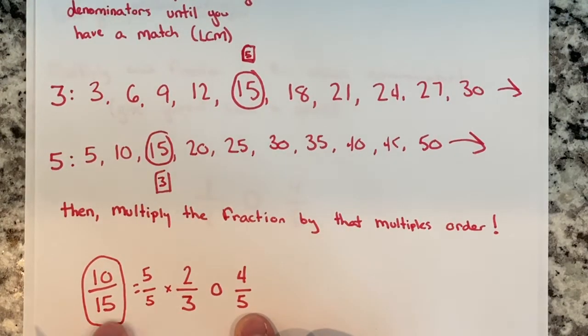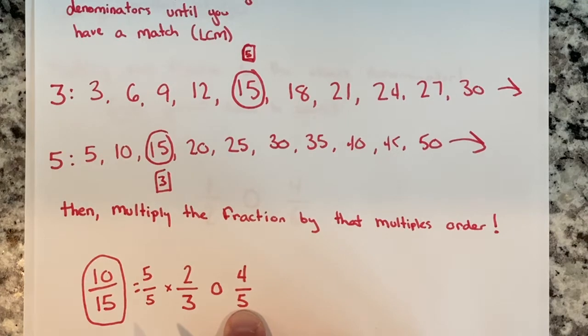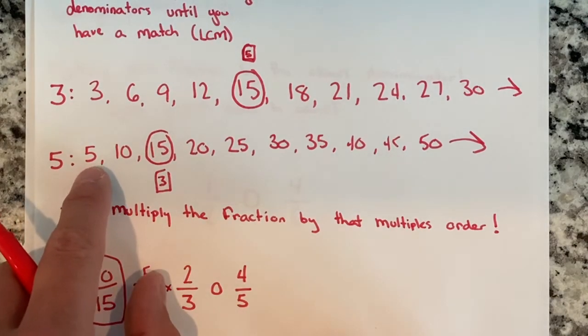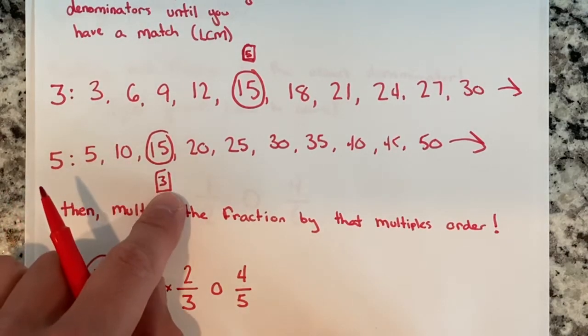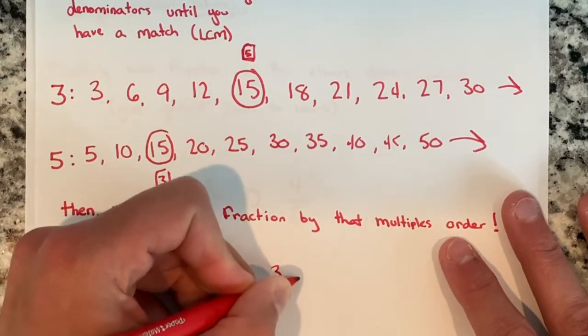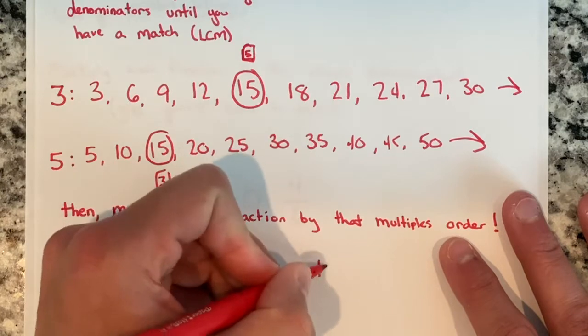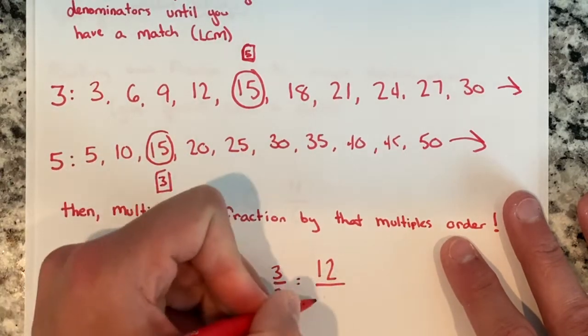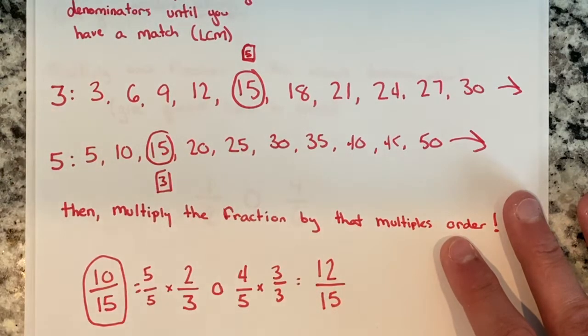I still can't compare 15ths and fifths together because my denominator is not the same. But how many times did I have to multiply 5 to get 15? Well, I look at my list. 1, 2, 3 times. Multiply the top and the bottom by that number. 4 times 3 is 12. 5 times 3 is 15.